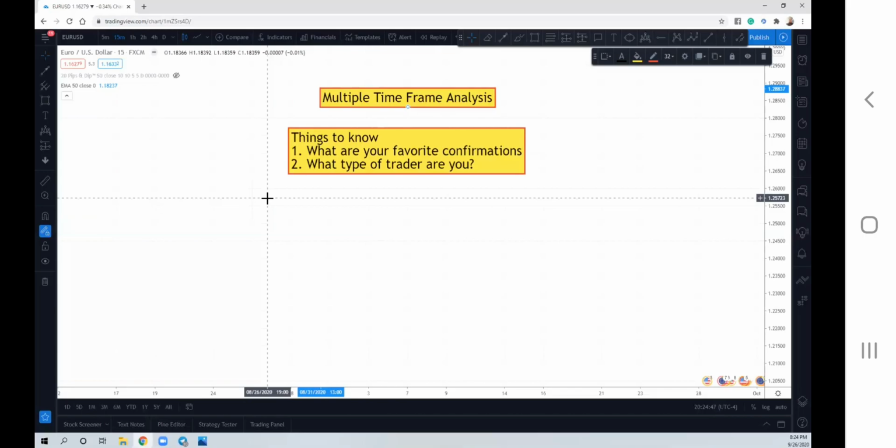And the second thing that you need to know is, what type of trader are you? Are you a scalper? Are you an intraday trader? Are you a swing trader? So you kind of have to know your type of trader, what you're going to be. If you don't know that yet, hopefully this video will help you determine that. But ideally, you would want to know by this time, what type of trader are you?